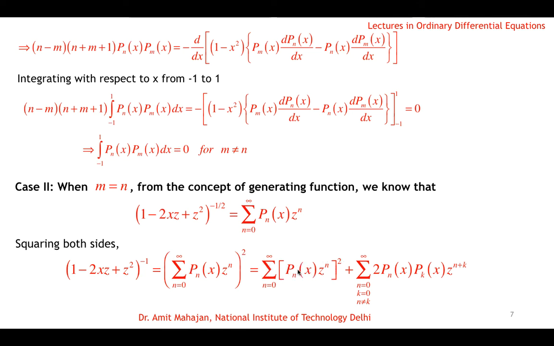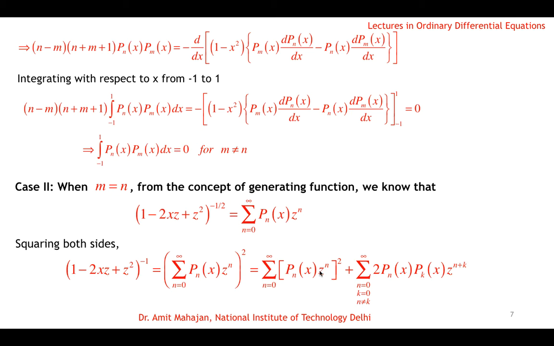So the summation of squares of individual terms, like a square plus b square type terms, plus the summation of 2 times ab type terms. So 2 times Pn(x) Pk(x), where n cannot be equal to k, and both n and k vary from 0 to infinity, and z power n into z power k means z power n plus k. So this summation square is the summation of individual term squares plus the summation of 2 times Pn(x) Pk(x) z power n plus k.